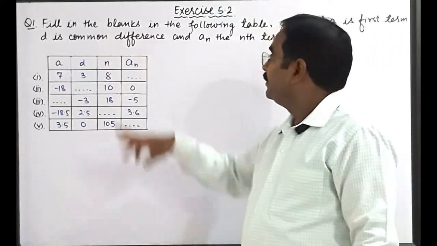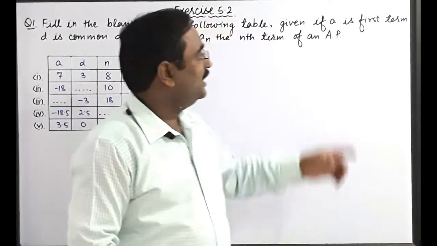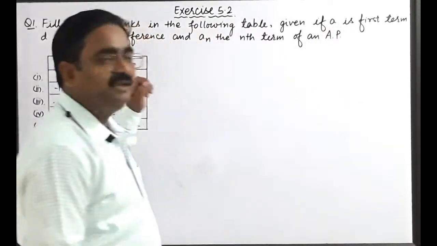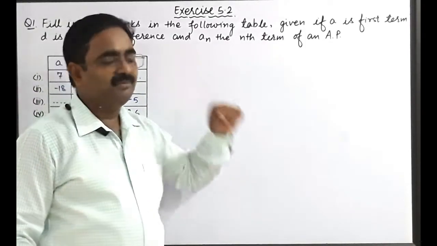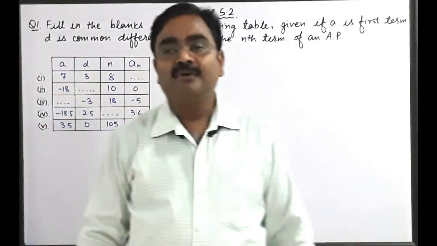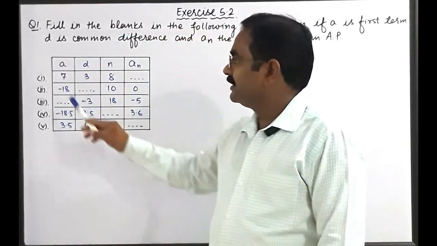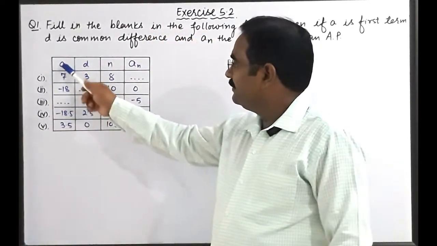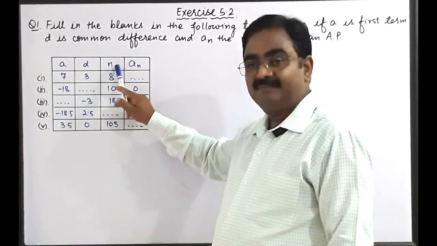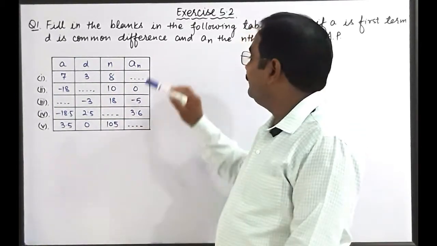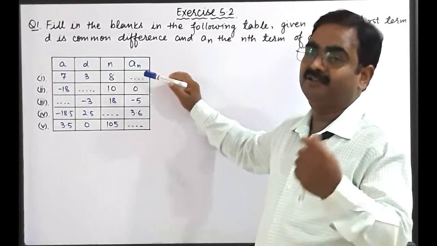It is given: fill in the blanks in the following table, given that small a is the first term, d is the common difference, and an the nth term of an arithmetic progression. For this, there are 5 questions given. This is a, which is the first term. This is the column of d, which is the common difference. This is n, the number of terms, and this is an, the general term, or you can say the nth term of an arithmetic progression.